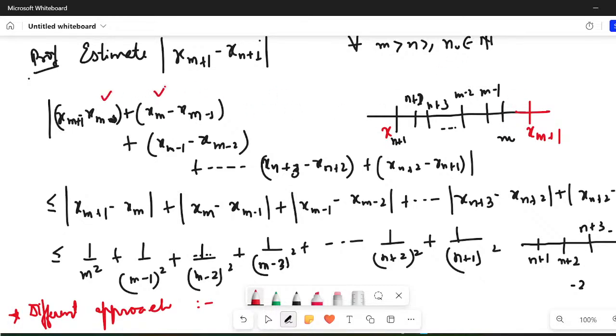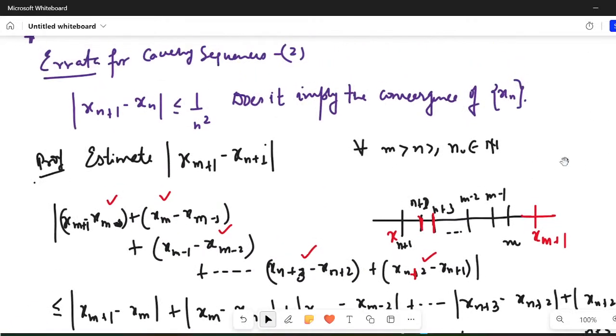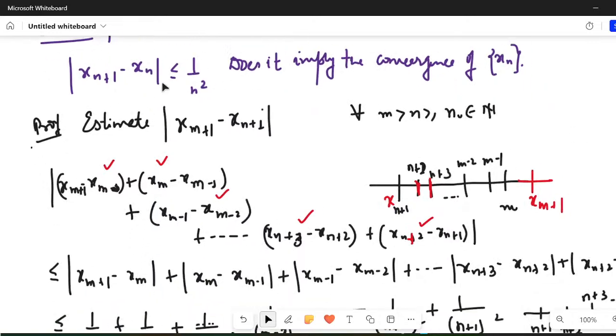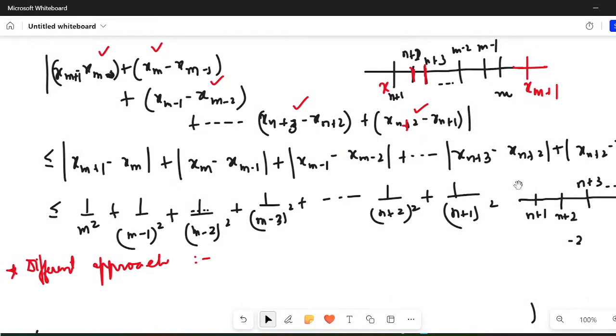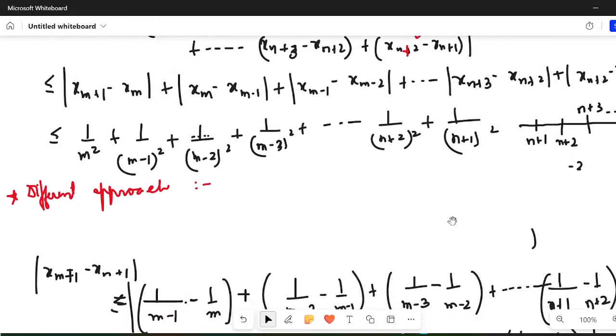Xm minus xm minus 1, fine. Xm minus 1 minus xm minus 2, fine. And here you have xn plus 3 minus xn plus 2, fine. And then you have xn plus 2 minus xn plus 1, right? And what am I getting? If I abide by whatever has been said to me, it has been said that xn plus 1 is related to 1 upon n square. So this would be 1 upon n plus 2 whole square less than 1 upon n plus 1 whole square. This is absolutely fine till now.